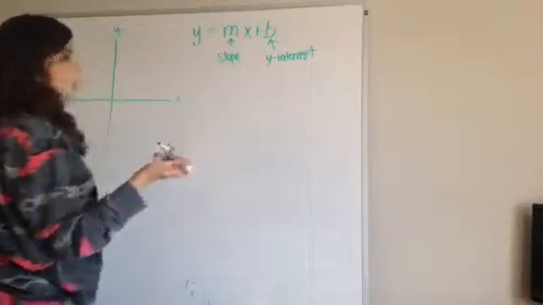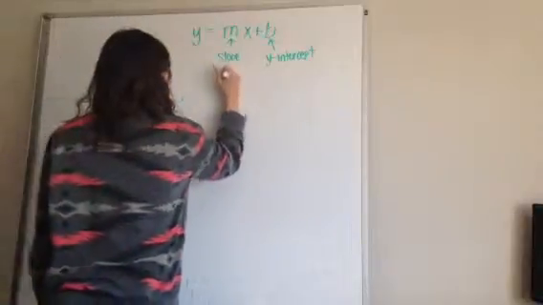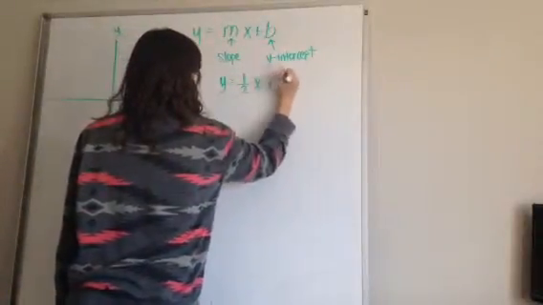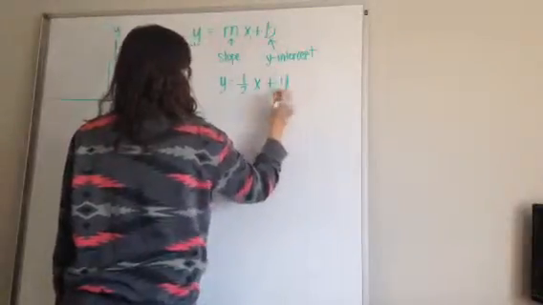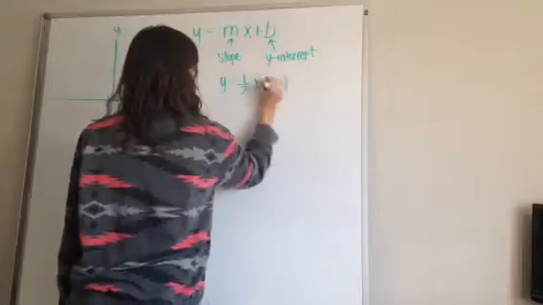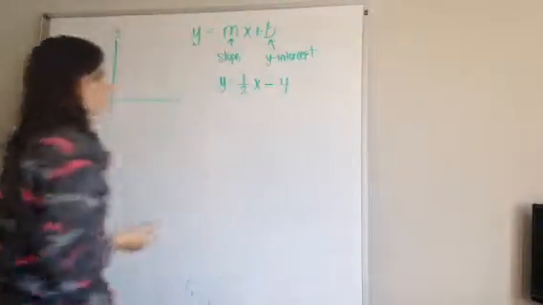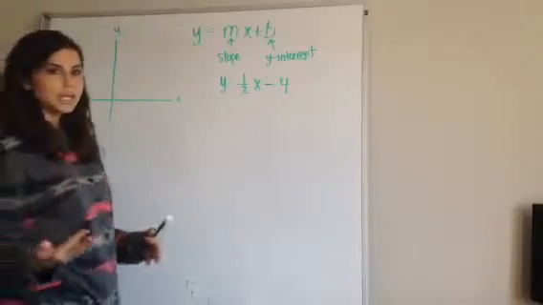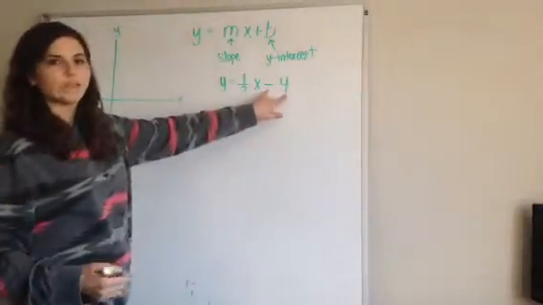Okay, so let's start by graphing an equation. Let's do y equals 1/2 x minus 4. If I have y equals 1/2 x minus 4, then my beginning, or my y-intercept, is at -4.